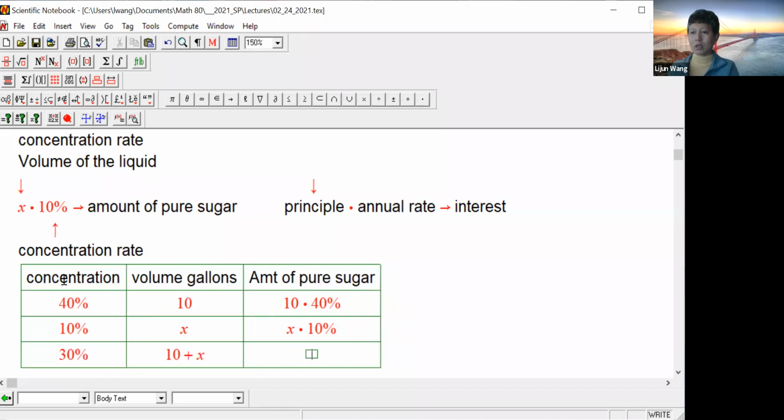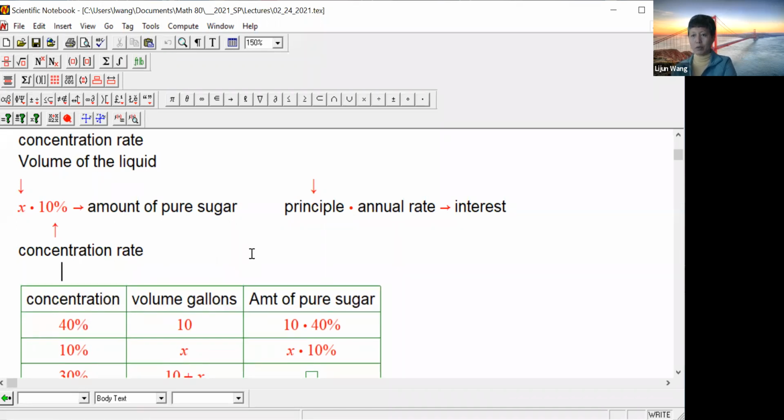And the amount of pure sugar, you have 3 categories of quantities. Concentration, percentage. They're the same type of data. They are comparable. These are the apples, compared with apples. Volume, these are the oranges. So if you want to say we only compare apples with apples, oranges with oranges, bananas with bananas.